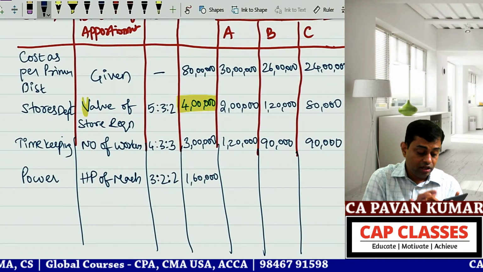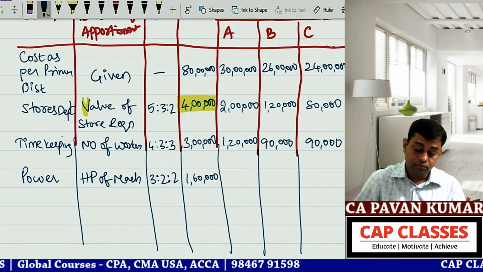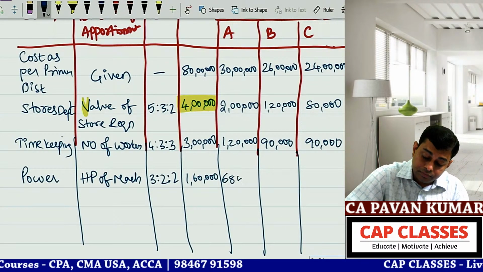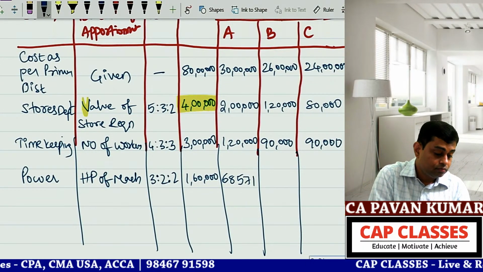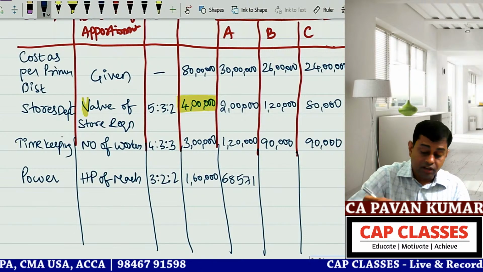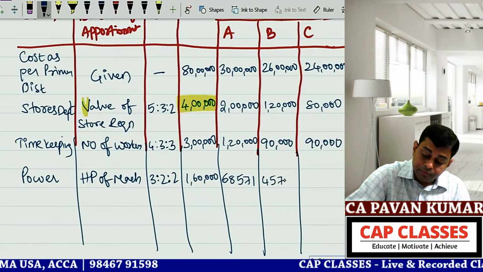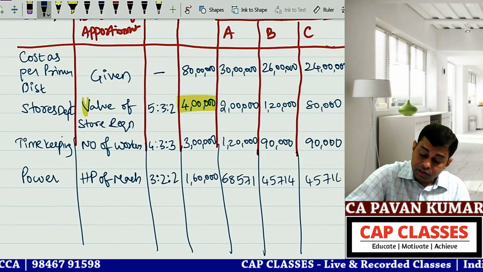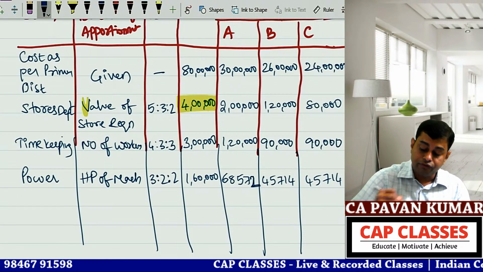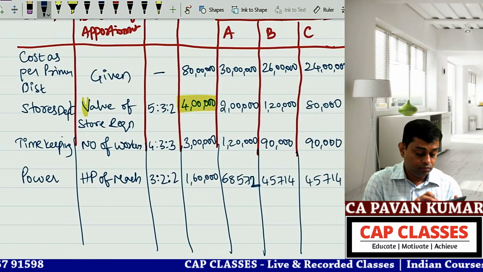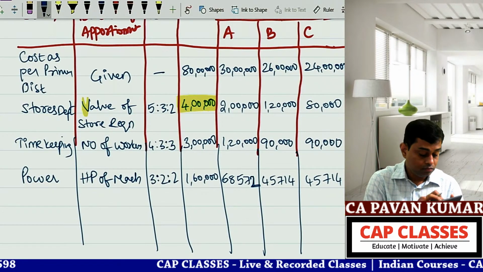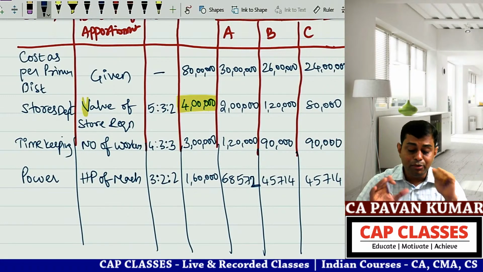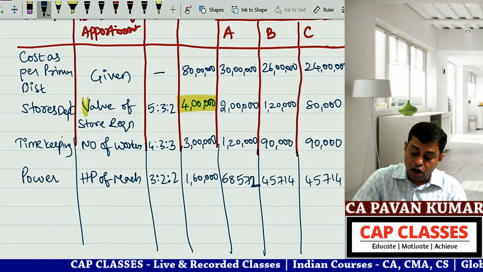1,60,000 divided by 7 into 3 is 68,571. Then 2: 45,714. You can write this 2 to round off. Correct. 1,60,000 we have distributed in the ratio of horsepower of machines.